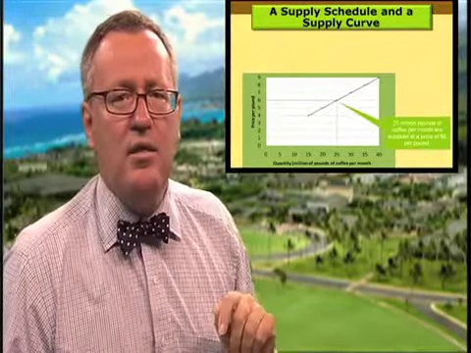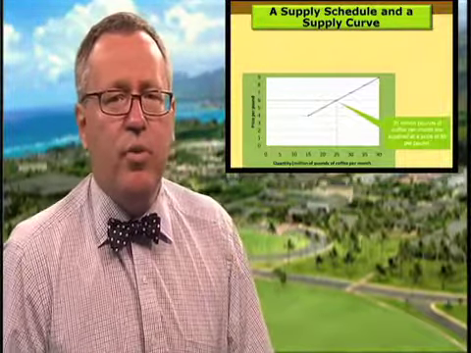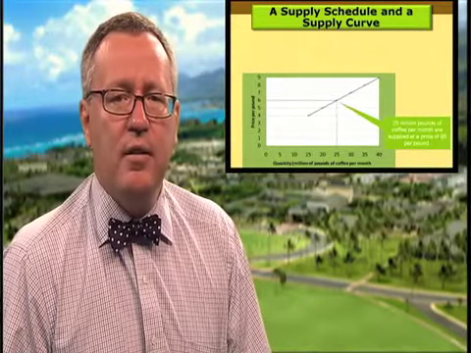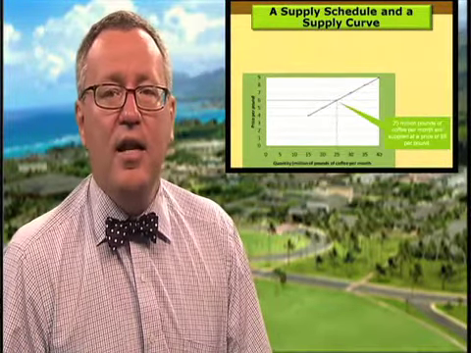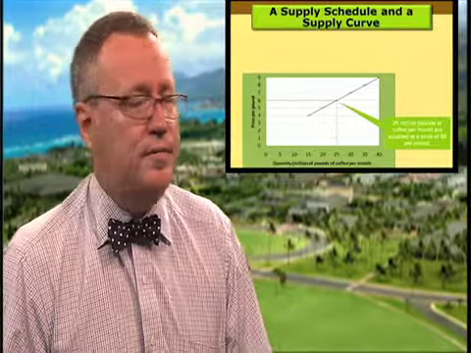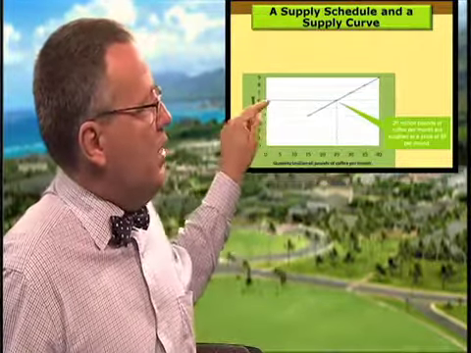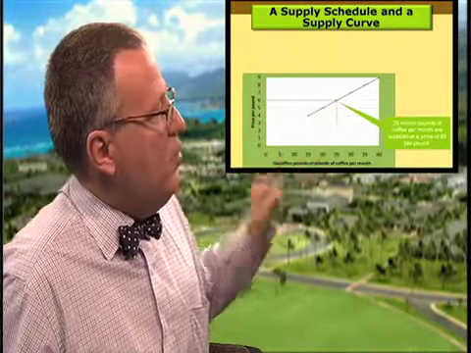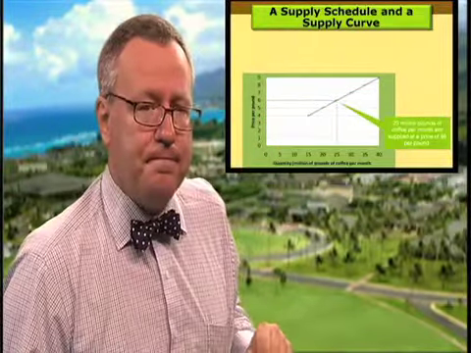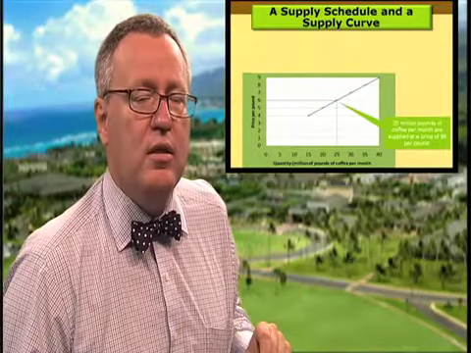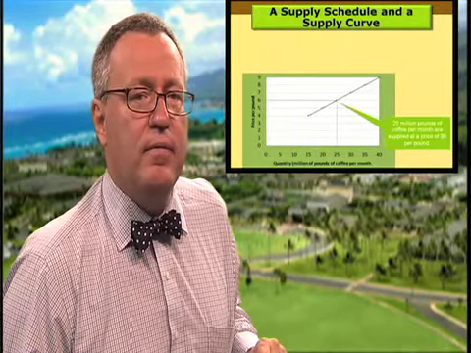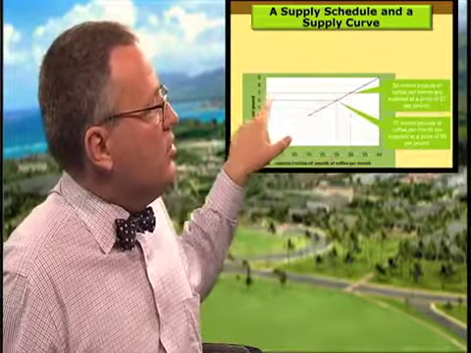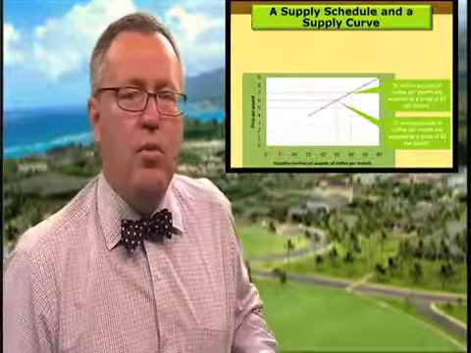And the reason why is, let's just talk about this first point. We say 25 million pounds of coffee per month are supplied at a price of $6 per pound. Okay, so it's $6 per pound. We take it over, we draw this line over to the supply curve and drop it down. We're going to supply 25 million pounds of coffee. At a different point, $7, we're going to want to supply more.